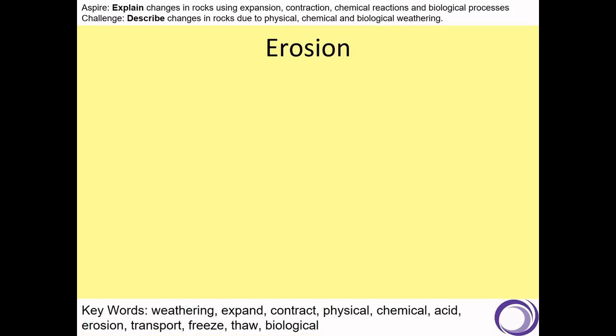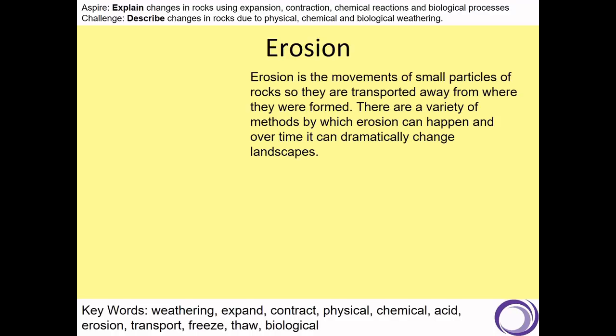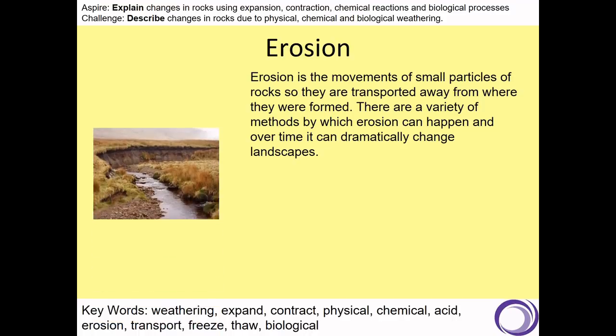Okay. Right, finally, we're going to talk about erosion. So erosion is the movement of the small particles of rocks so they're transported away from where they were actually formed. There are a variety of methods of erosion that can happen, and over time it can dramatically change landscapes. So once weathering has happened and rocks have been broken into smaller pieces, then erosion usually follows.